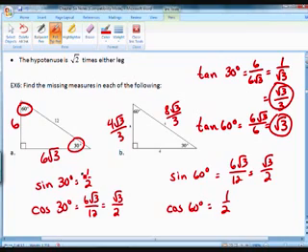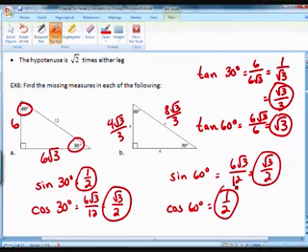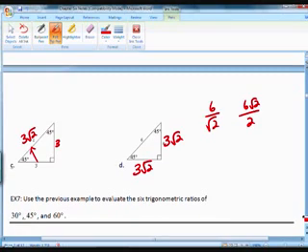So sine of 30, 1/2. Cosine of 30, root 3 over 2. The tangent of 30, root 3 over 3. Sine of 60, it's root 3 over 2. Cosine of 60, 1/2. Tangent is square root of 3. Now we're going to do 45 when we're done. I'll come back up if you didn't get those written down.